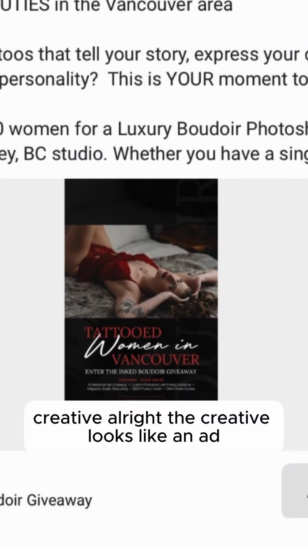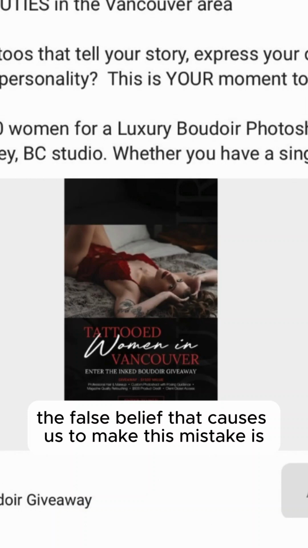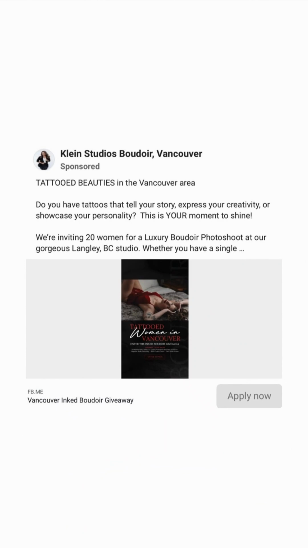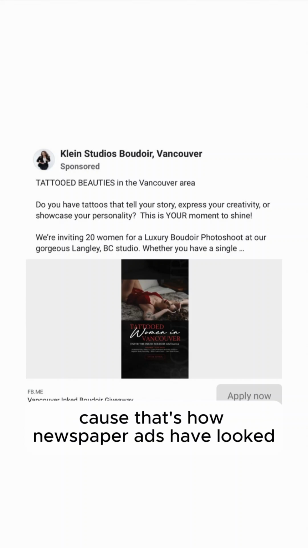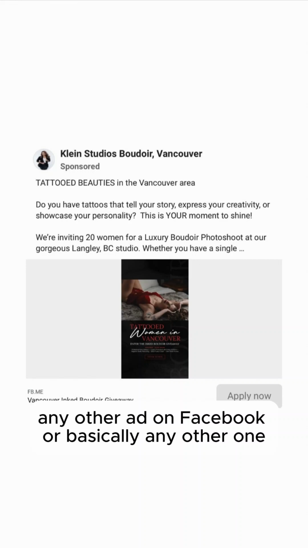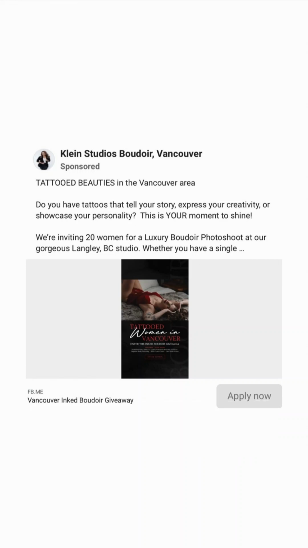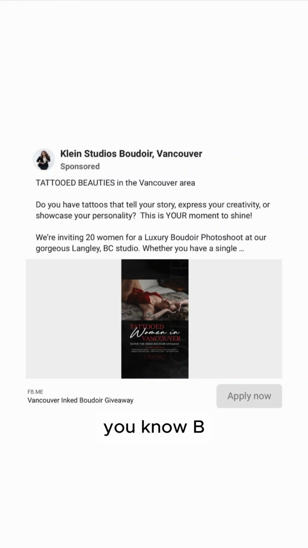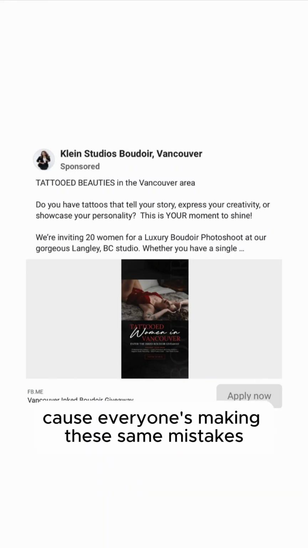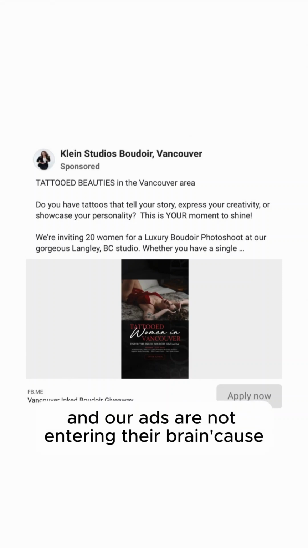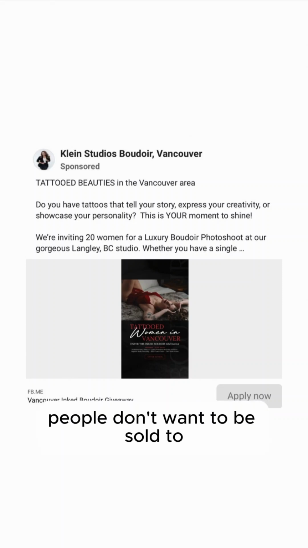Creative. All right, the creative looks like an ad, so it looks like an ad mistake. The false belief that caused us to make this mistake is we believe our ad should look like ads because that's how newspaper ads have looked, magazine ads have looked, TV commercials have looked, and any other Boudoir Facebook ad on Facebook. They all look like ads. But again, BLCS is the most common thing I'm seeing. It's because everyone's making these same mistakes. So consequence of this, way more women are going to be scrolling on by, and our ads not entering their brain because people don't want to be sold to.